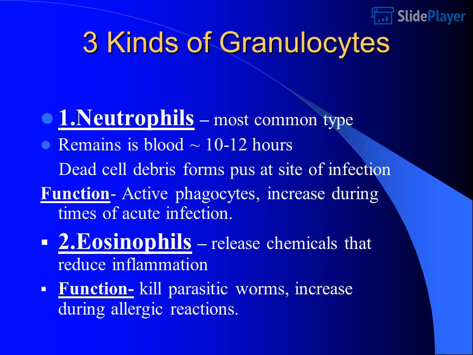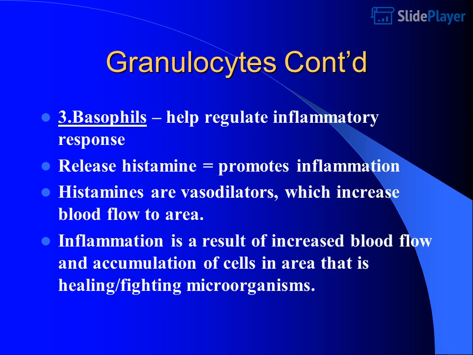2. Eosinophils, release chemicals that reduce inflammation. Function: kill parasitic worms, increase during allergic reactions. 3. Basophils, help regulate inflammatory response. Release histamine, which promotes inflammation. Histamines are vasodilators, which increase blood flow to the area. Inflammation is a result of increased blood flow and accumulation of cells in the area that is healing or fighting microorganisms.